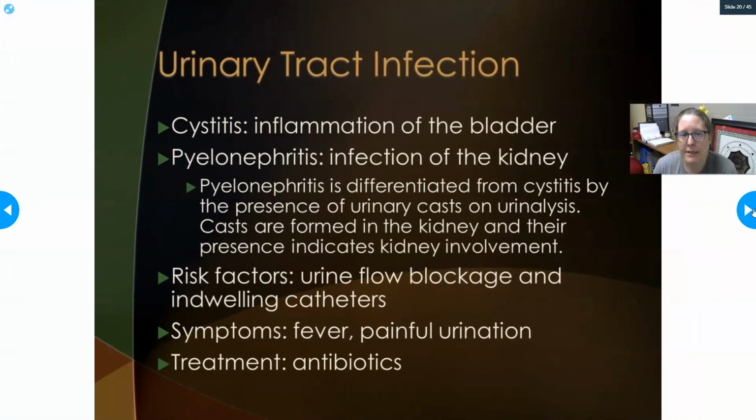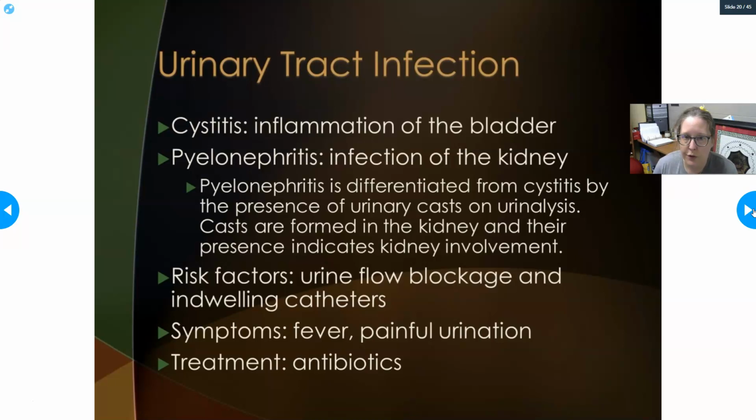And next, we're going to talk about urinary tract infection. So cystitis is an inflammation of the bladder. It also means that the infection is just contained in the bladder, whereas in pyelonephritis, the infection has moved into the kidneys. And so pyelonephritis is differentiated from cystitis by the presence of urinary casts on a urinalysis. So if there are urinary casts, because they're formed in the kidneys, it indicates kidney involvement.